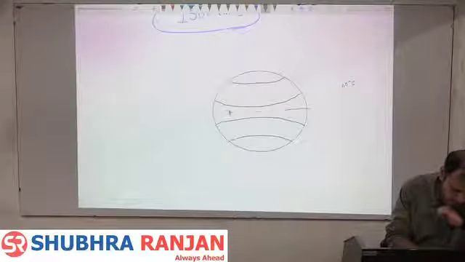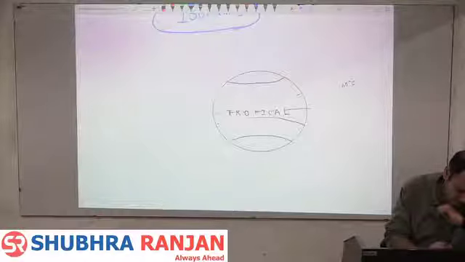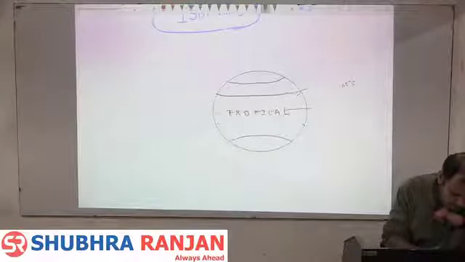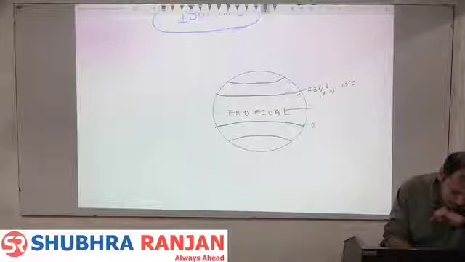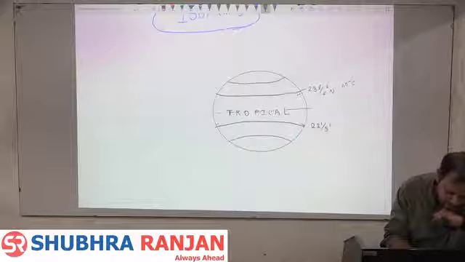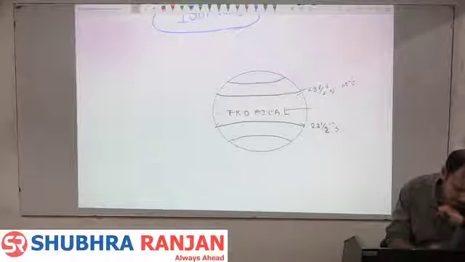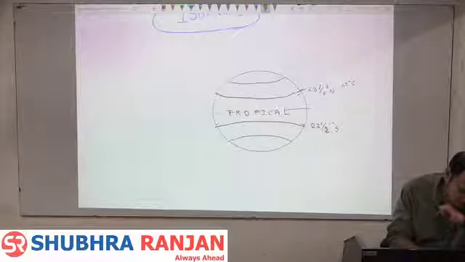The tropical zone, between 23.5 degrees north and south, where the average temperature of a place is always greater than 25 degrees Celsius.